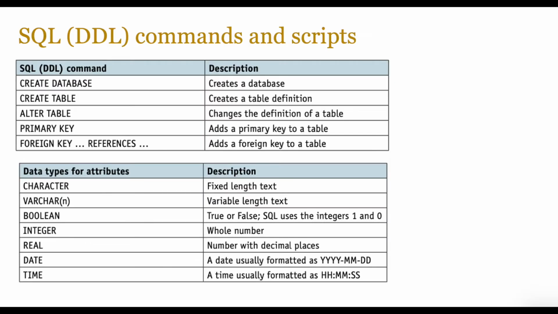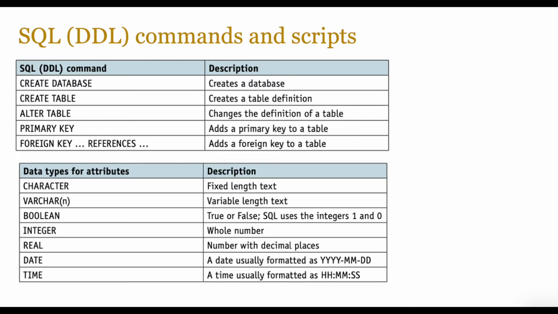Now let's look at some common DDL, or data definition language, commands in SQL. We start with the first command, which is called create database, and obviously that creates a database. Then you've got a command called create table, which creates a table definition. Alter table, which changes the definition of a table. Primary key, which identifies one attribute as the primary key for the table. Foreign key, which references another attribute as the foreign key of that particular table.